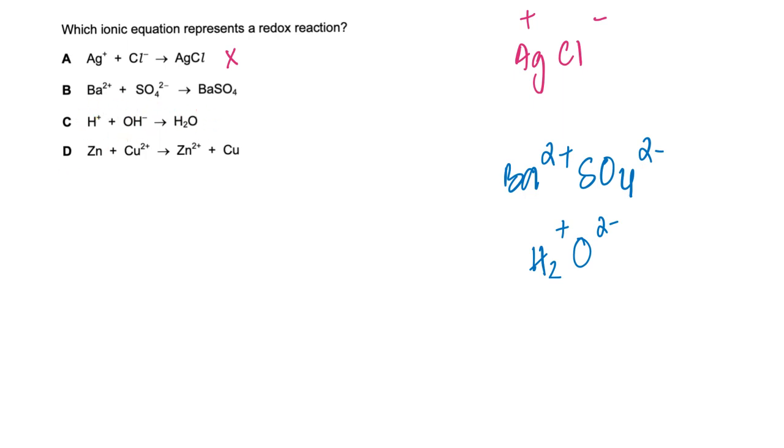For D, if we take a closer look, it's zinc, and it's pretty clear. You don't have to calculate anything. From 0, it's going to 2+, and copper is going from 2+ to 0. Definitely a change in numbers, and you can identify this as reduction. Copper is being reduced, and zinc is being oxidized. So D is your redox reaction.